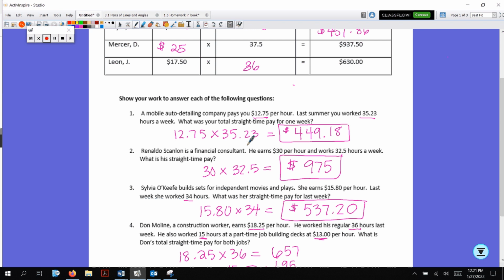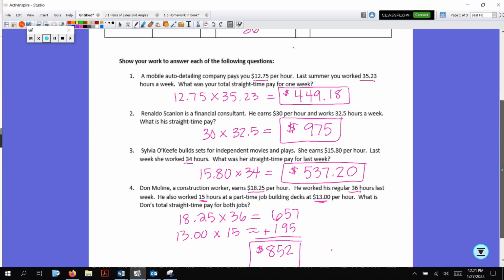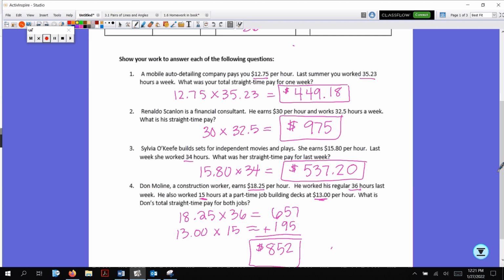So in example 1 here, we took $12.75, which is the hourly rate, times the number of hours he worked. Apparently he worked 0.23 hours, that's crazy. And then that's what his pay was, straight time pay, right? This is non-tax, this is gross income. For number 2, we took the $30 an hour times his 32 and a half hours and we get $975. For number 3, makes $15.80 an hour for 34 hours. That is how much their straight time pay is.